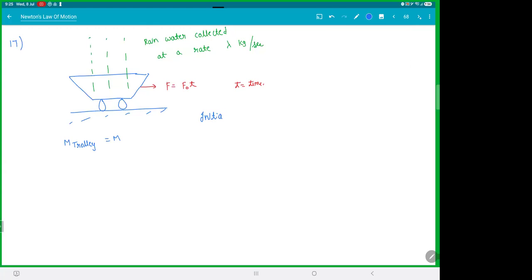So you have a trolley whose mass is increasing. You're also applying a variable force. And look at the force. It is increasing with time. T is 0, there is no force. T is equal to 10 seconds, there's a 10 F naught force, and so on. Find the velocity of the trolley at time t.